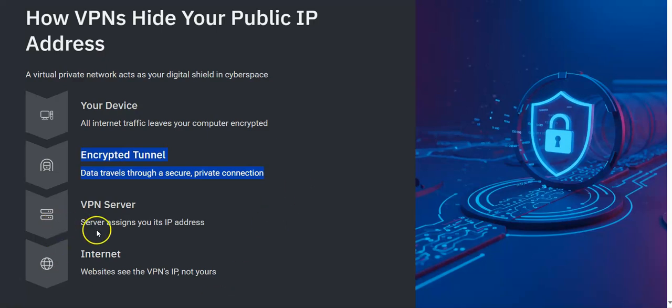And it goes to the VPN server, which uses its own IP address to access all the web resources. So your device goes to a VPN server, which goes and sends your email or fetches your web page or anything like that. And it's important to remember, when you use a VPN service, the websites don't see you, don't see your IP address, don't see your location, only the VPN.